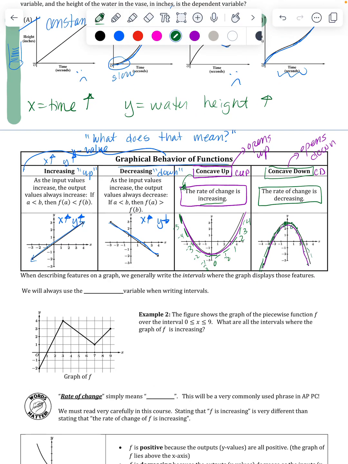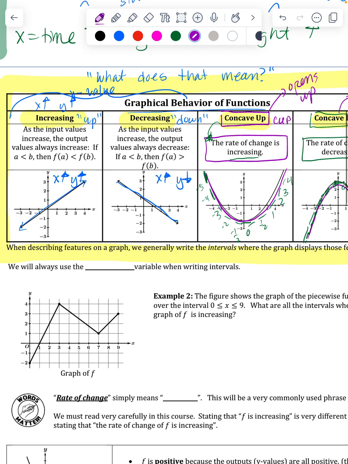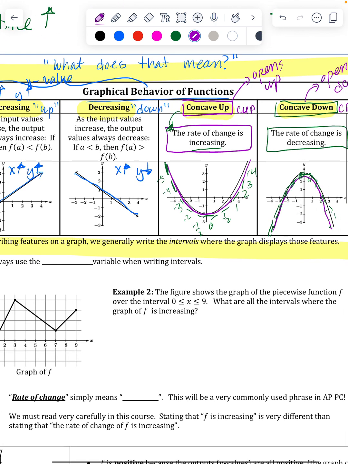This is a super important thing to know, and you have to really pay attention and slow yourself down. Are they asking about the values, or are they asking about the rate of change and how that's changing? So really pay attention to that as you go. Now, when we get into describing where different things are increasing or decreasing, we're going to use what are called intervals. And when you describe intervals, you are only going to use x values.